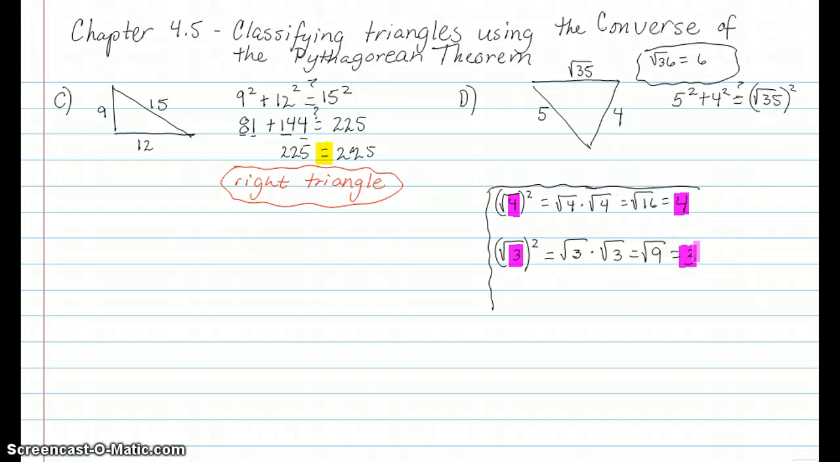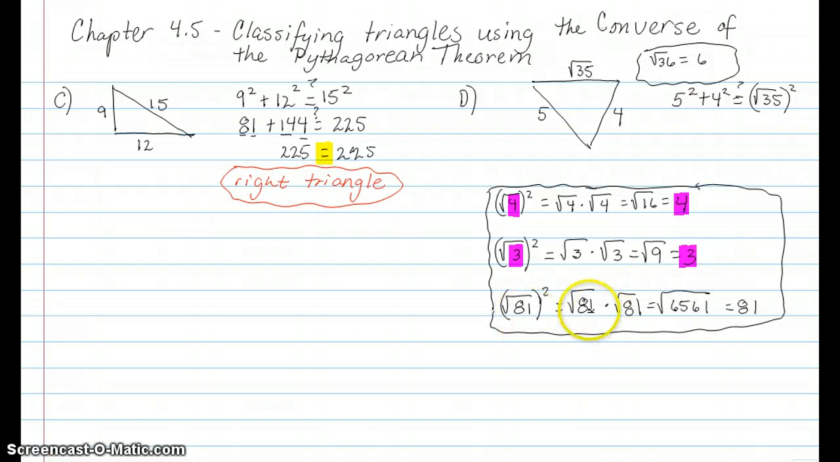Let's do one that's a little bit bigger. Go back to this. Square root of 81 squared. Now you would want to do a calculator for this. Square root of 81 times the square root of 81. So we'll give you that amount. So the square root of 81 squared was the square root of 81 times the square root of 81, which when you put it in the calculator gives you the square root of 6,561. When you take the square root of 6,561, which is a perfect square, you get 81.